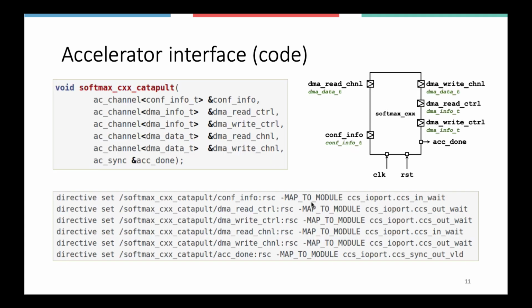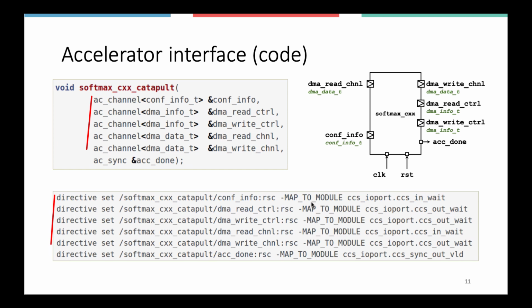Given the previous overview of the interface of an ESP accelerator, we can see here the C++ code for the module interface when we run Catapult HLS. You can see that we are using Mentor ac_channel and ac_sync. The ac_channel is a communication channel that allows the accelerator to transfer data to and from a top module. When combined with the HLS directive ccs_ioport.ccs_in_wait, it ensures that the data is properly synchronized at the interface via a latency-insensitive protocol.